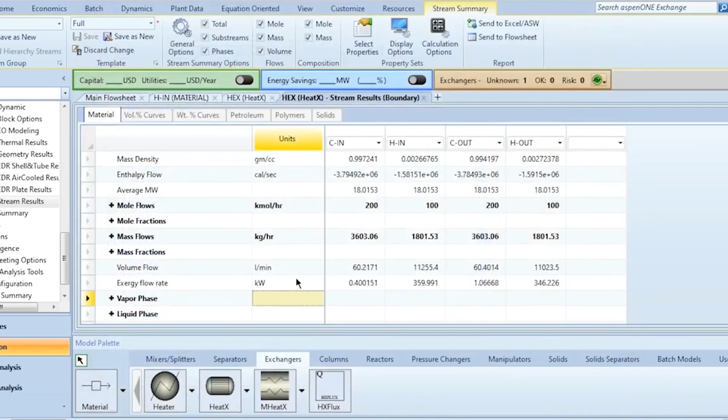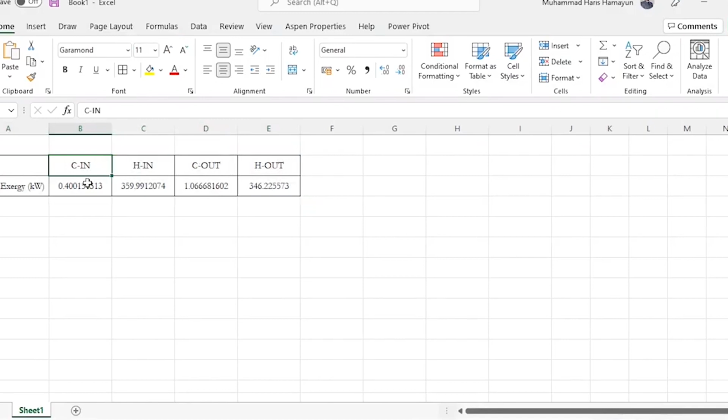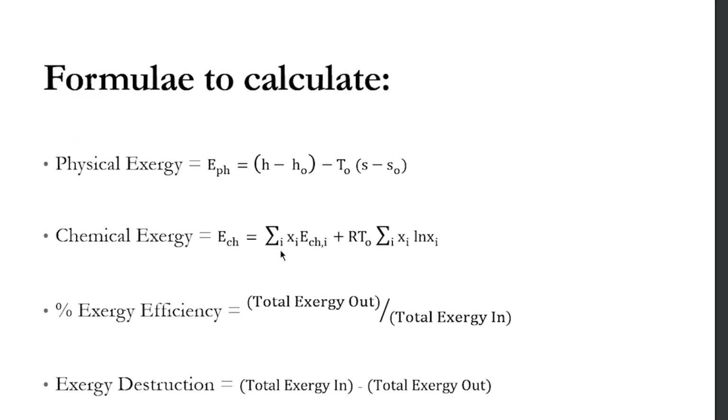OK, it is in kilowatt. However, this exergy calculated is physical exergy. It has nothing to do with the chemical part. So obviously we need to calculate the chemical part by using Excel and taking physical exergy from here. So as you can see, the cold inlet, cold outlet and hot outlet, and all the values of physical exergy are pasted over here. Now, if we go back to the formula, the chemical exergy is calculated as the summation of Xi, which is the mole fraction, multiplied by standard chemical exergy. So first we will calculate this factor and then we will move to the second factor.